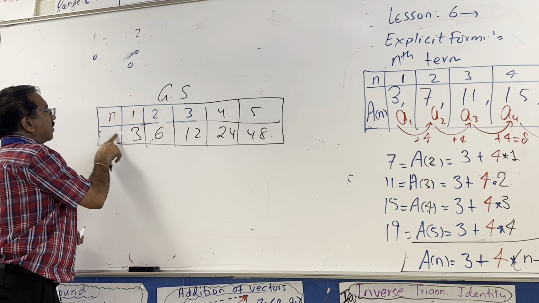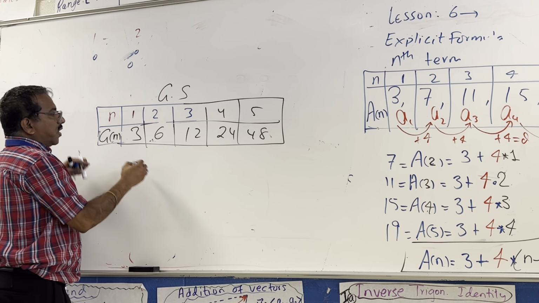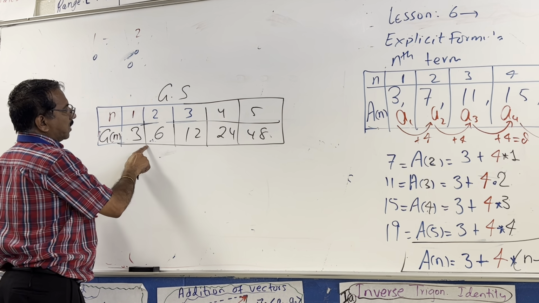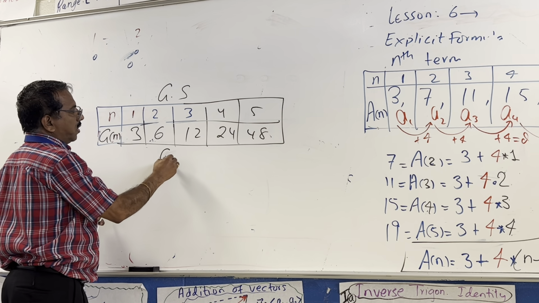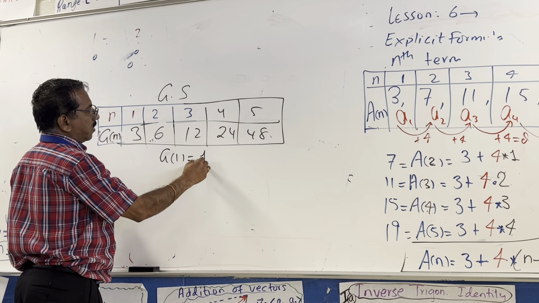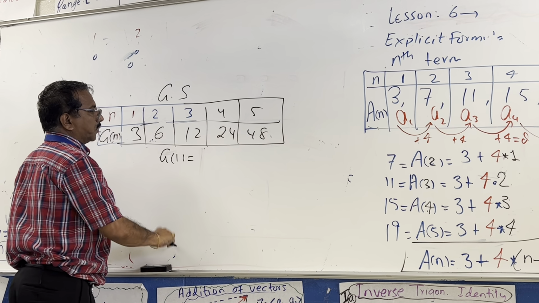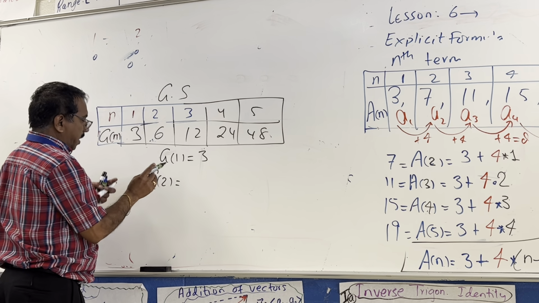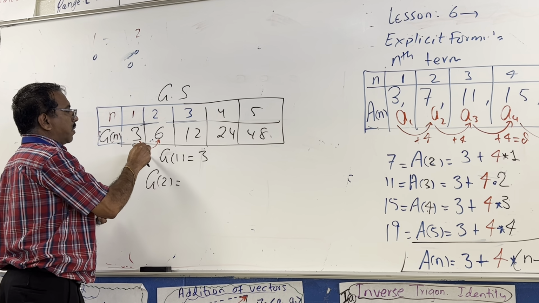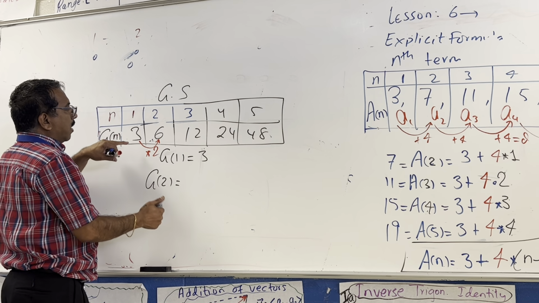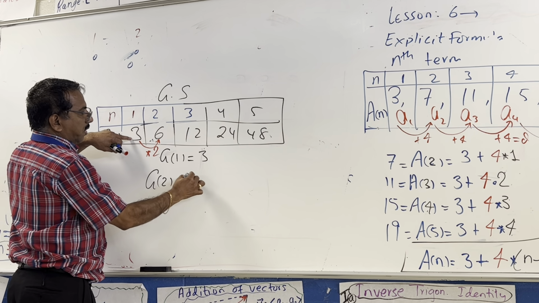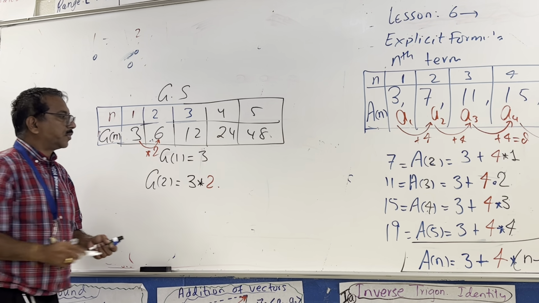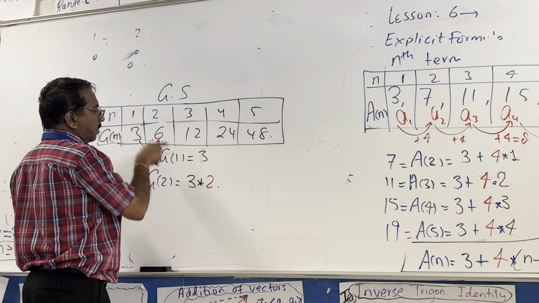And let's see, this is G_n, okay? So G1, the very first one, we know G1 is 3, now the 6. So I'll start with G2. G1, the very first one, is 3. And now G2, you are multiplying by 2, correct? So the 3 is multiplied by 2.